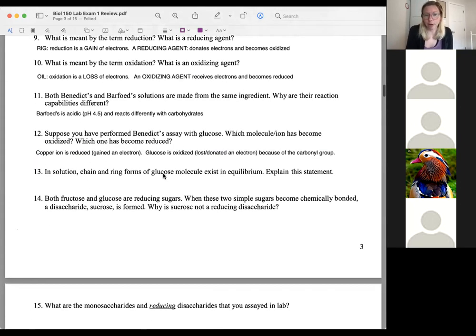So we're talking still about glucose and about how it has not only a ring form, but a chain or a linear form as well. And this statement is saying that in a solution, these two forms of glucose exist in equilibrium. And what exactly does that mean? How can we have two different types of this molecule existing in equilibrium?